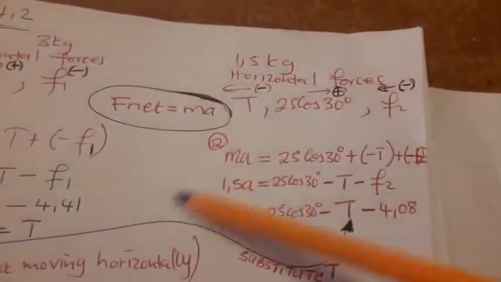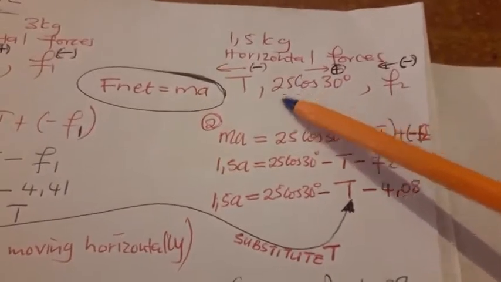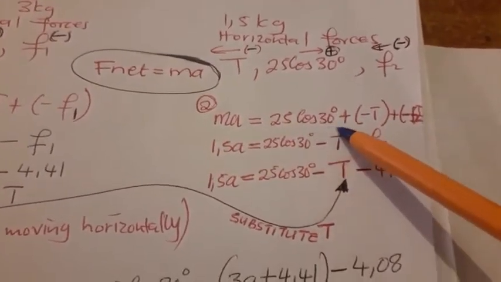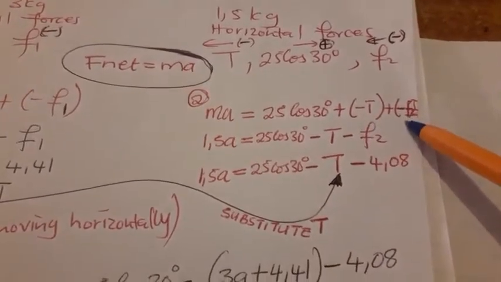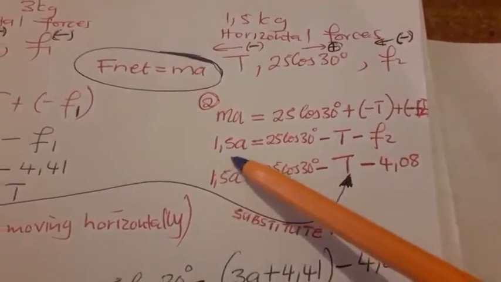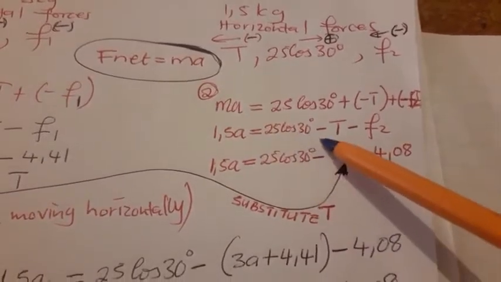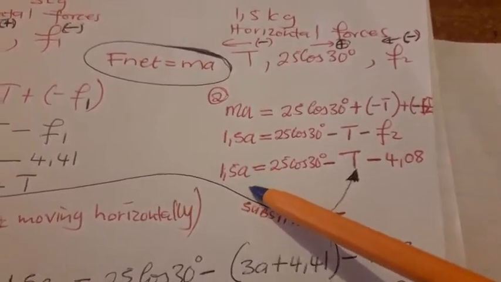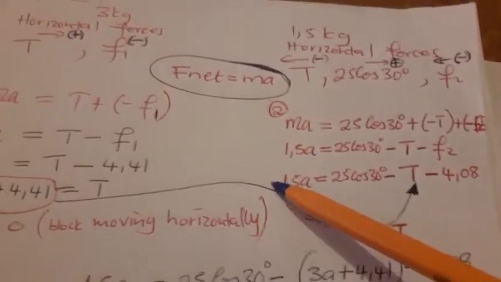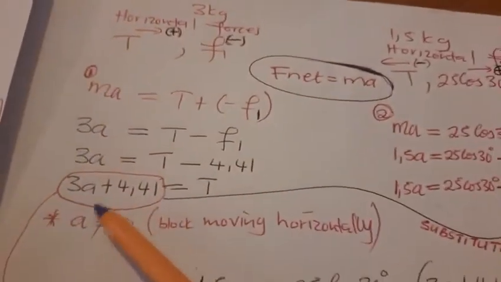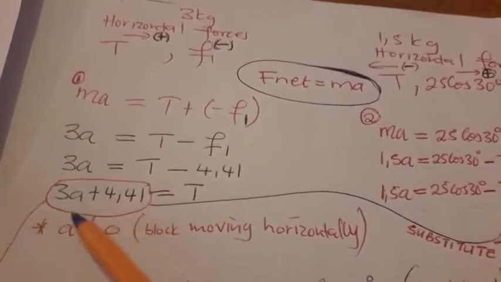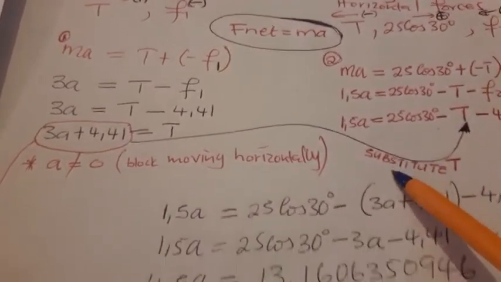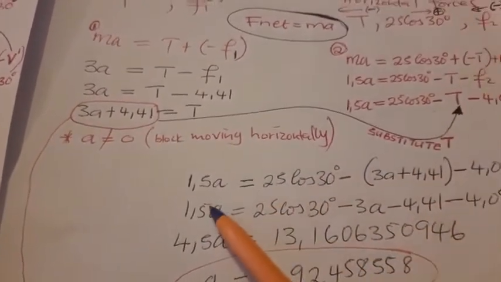We go to the 1.5 kg and do the same. We substitute ma equals 25 cos 30 minus T minus F2, so 1.5a equals 25 cos 30 minus T minus F2. By simplifying that, we are going to have this at the end. But because we know the value of T from the equation that we kept here, we go and substitute T into this equation.